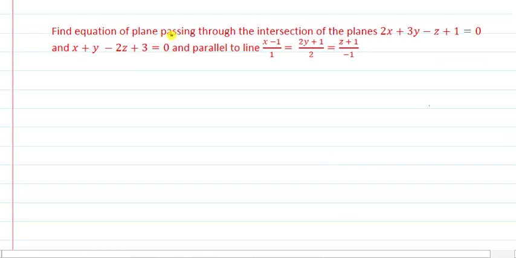A question may also be asked like, find the equation of the plane passing through the intersection of these planes and parallel to this line. So it is clear that first of all the required plane will be first plane plus lambda times second plane is equal to 0. Then we need to find the direction ratios of the normal to the plane as we have done in the previous case. Now the case is that the required plane is parallel to the given line.